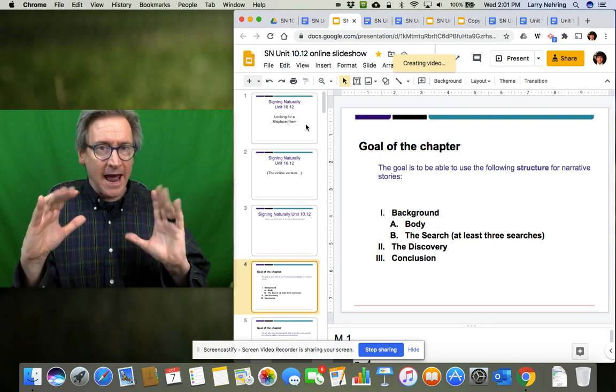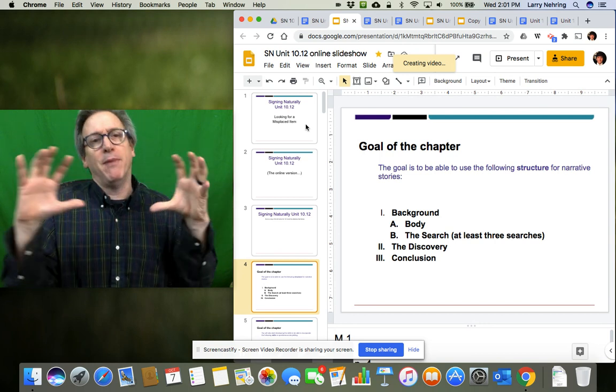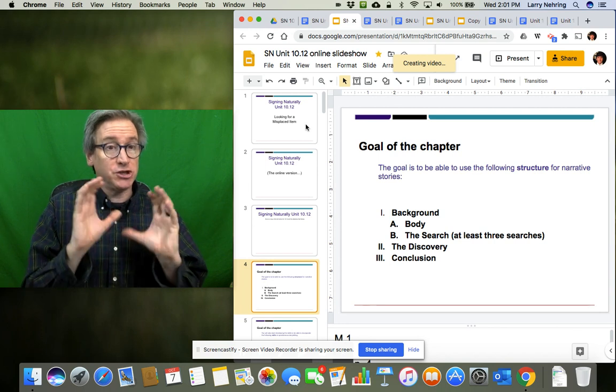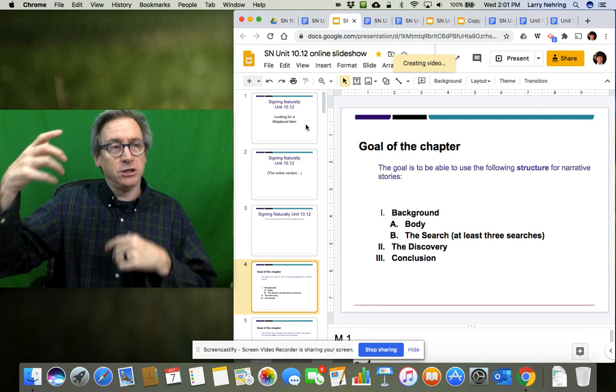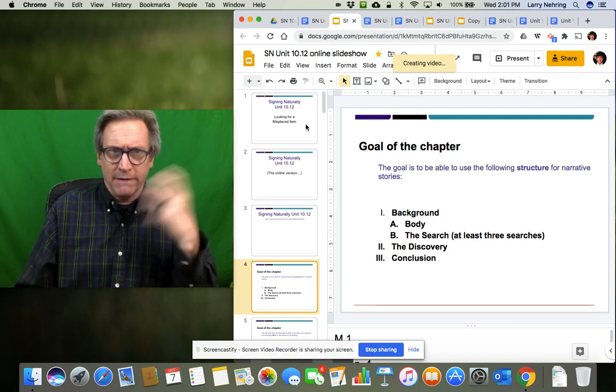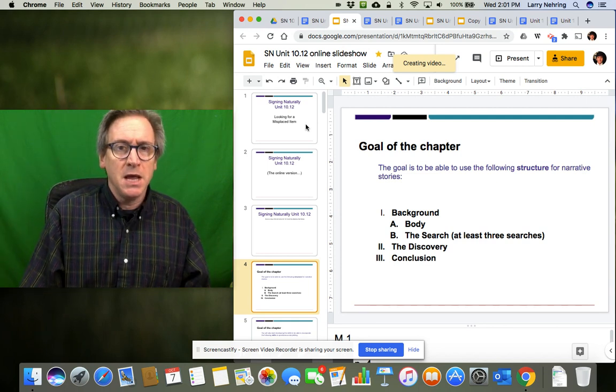And then within that, the body of the story, and the searches. In this one, she's lost a sandwich that she bought for lunch. And so she's looking around the house for where she may have misplaced it.